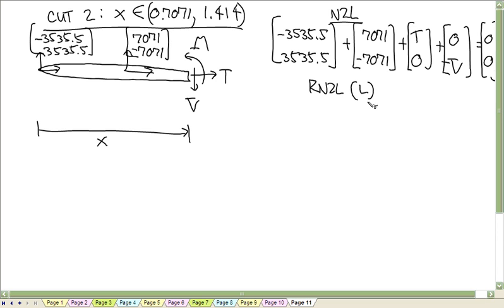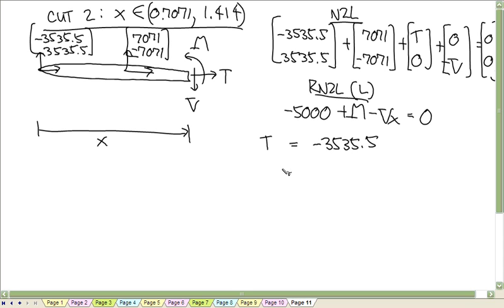And the rotational equation, we have negative 5,000. That's produced by the vertical component of this force. Plus M minus Vx is equal to 0. So we have tension is equal to negative 3535.5. Shear force is equal to negative 3535.5. And bending moment is equal to negative 3535.5x plus 5,000.